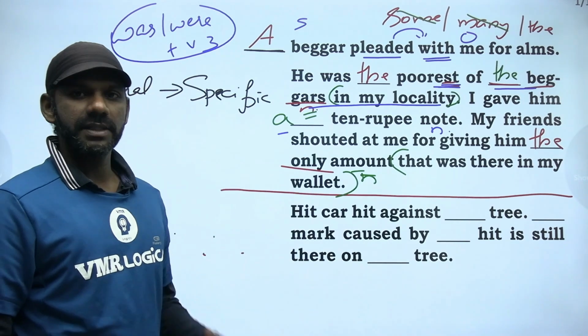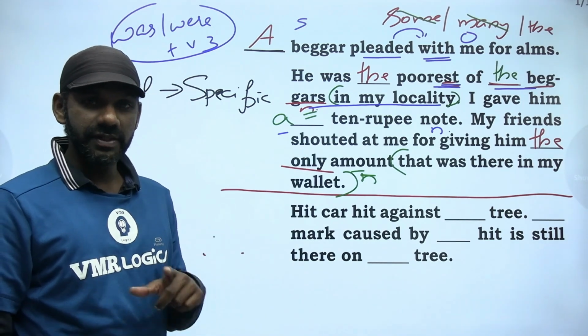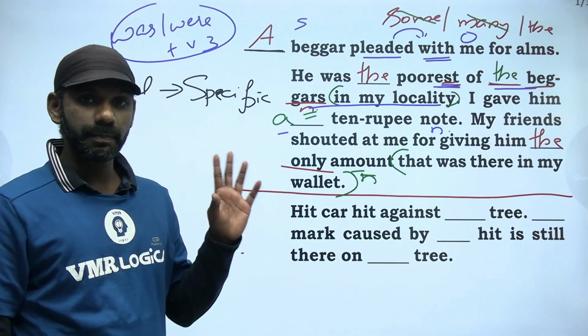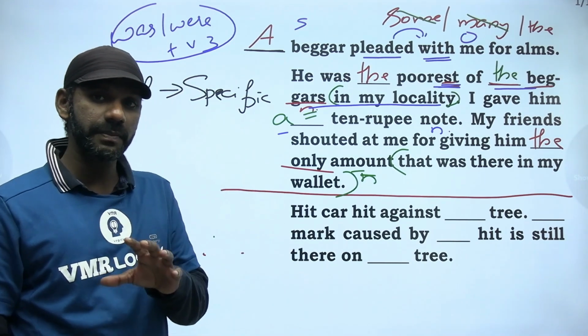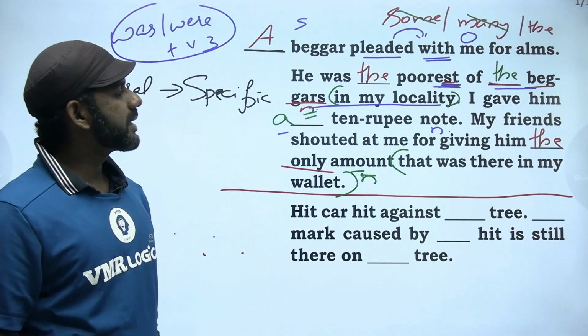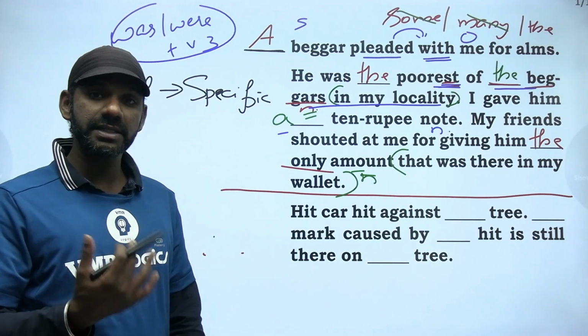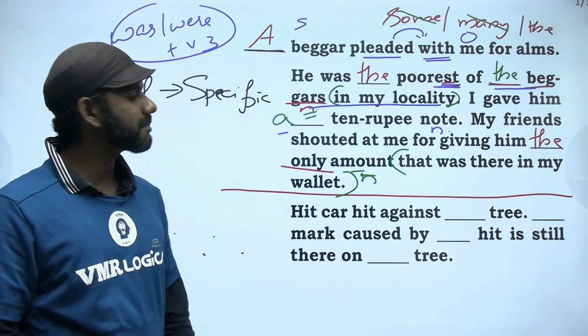I gave him, the subject here is I, gave is V2. V1 and V2 will never come in the passive voice. Active voice, simple past tense. In the passive voice also it must be simple past. I gave him a 10 rupee note, in the passive voice becomes, he was given a 10 rupee note by me.